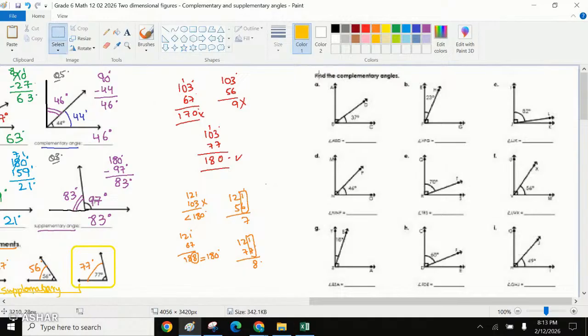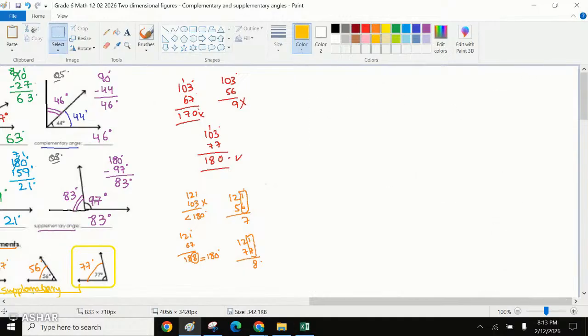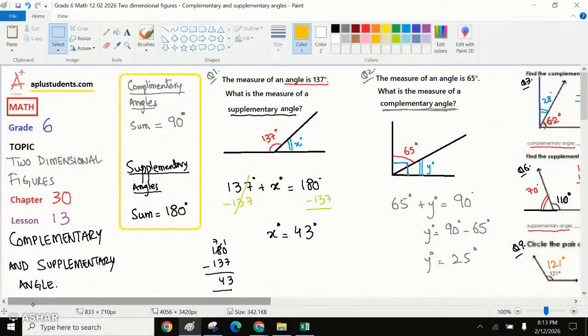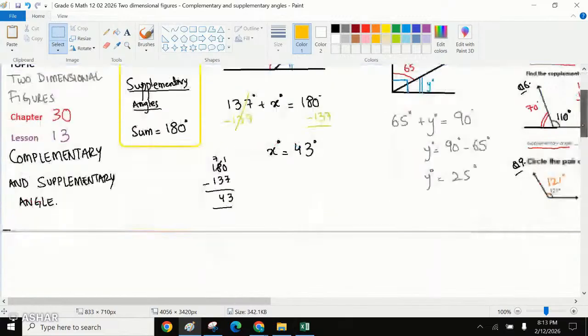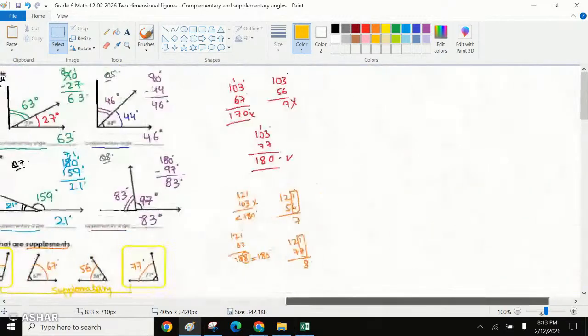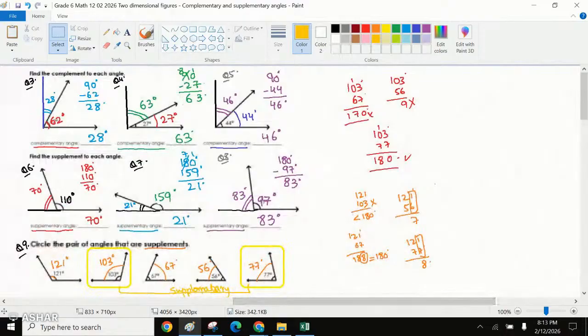The next question says find the complementary. So we did this, we understood question number 9. We just had to highlight which two angles would supplement each other. Supplement means 180. Oh boy, typing error.